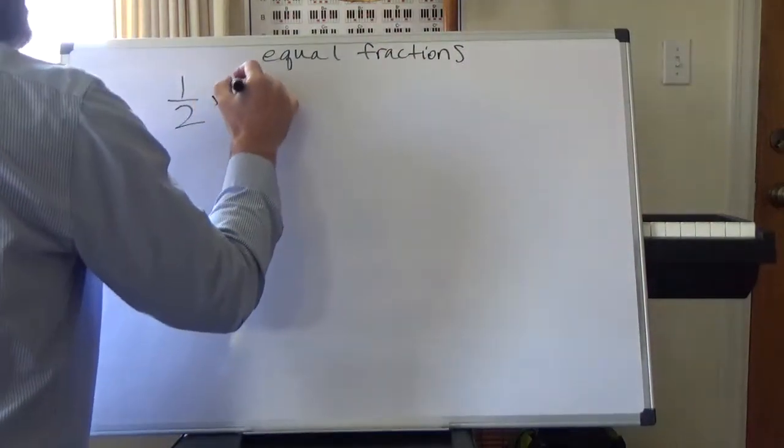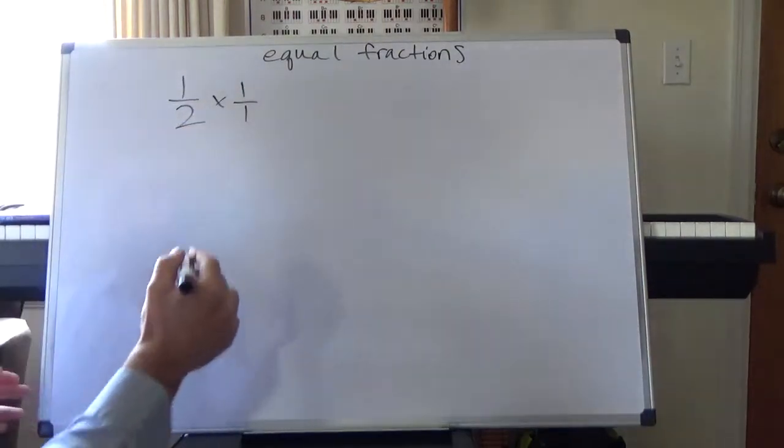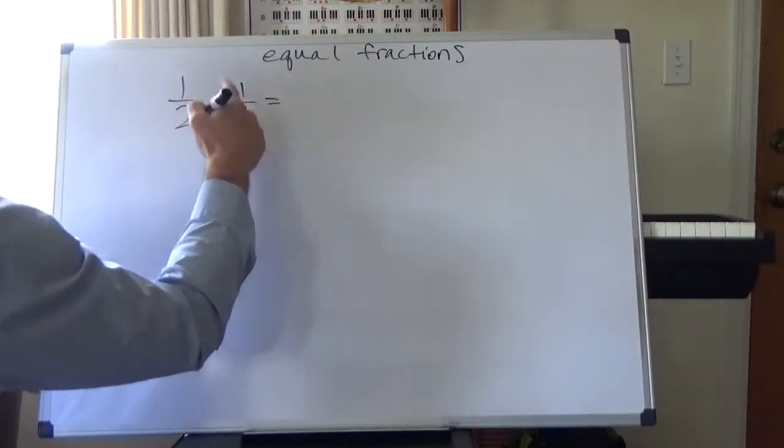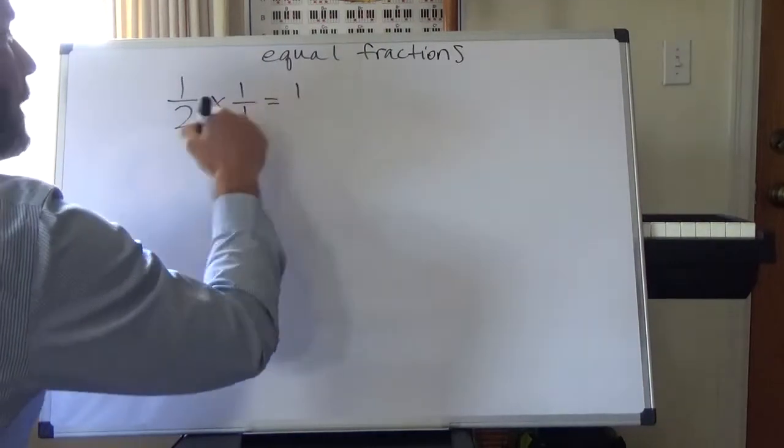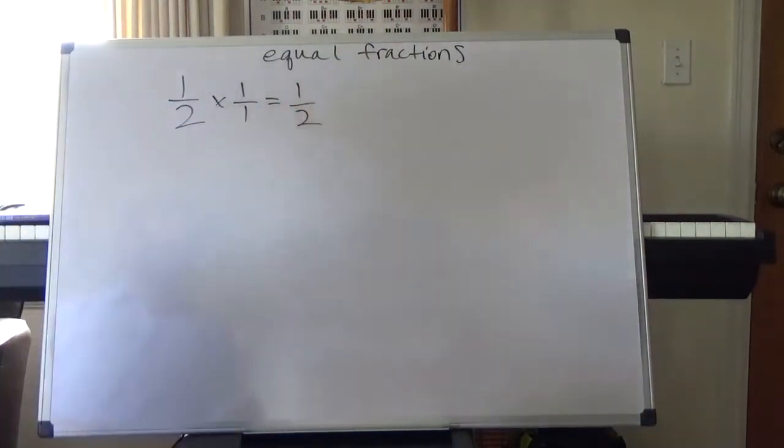1/2, well, let's do something kind of weird. 1/1. What's 1 divided by 1? Well, 1 divided by 1 is 1, so 1 times 1 is 1, 2 times 1 is 2. I didn't change the fraction at all. I actually just multiplied it by 1.